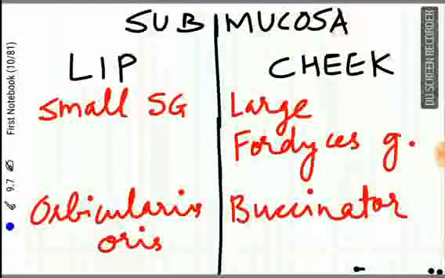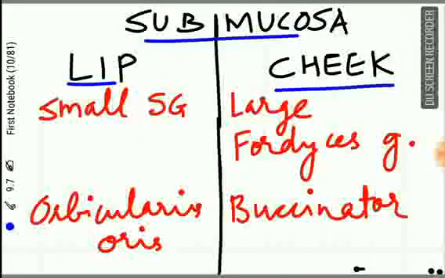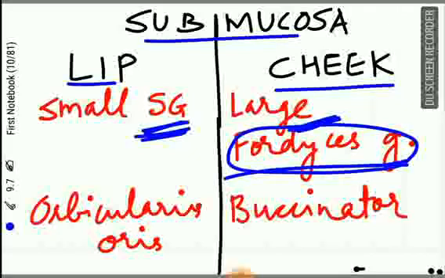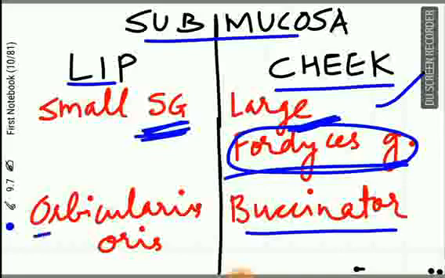Now, what is the difference between the submucosa of the lip and the submucosa of the cheek? The difference is in the salivary gland size. The salivary glands are very small in the lip mucosa, while they are large in the cheek. And also Fordyce granules. What are these Fordyce granules? These are ectopic sebaceous glands which are present in the submucosa of the cheek. Normally, sebaceous glands are seen in the skin. They are never seen in the oral mucosa. But ectopic sebaceous glands called Fordyce granules are seen in the submucosa of the cheek. And the mucous membrane is attached firmly to the buccinator muscle in the cheek and the orbicularis oris muscle in the lip.